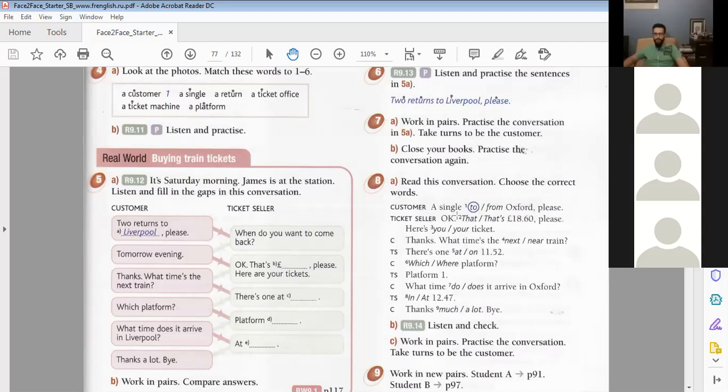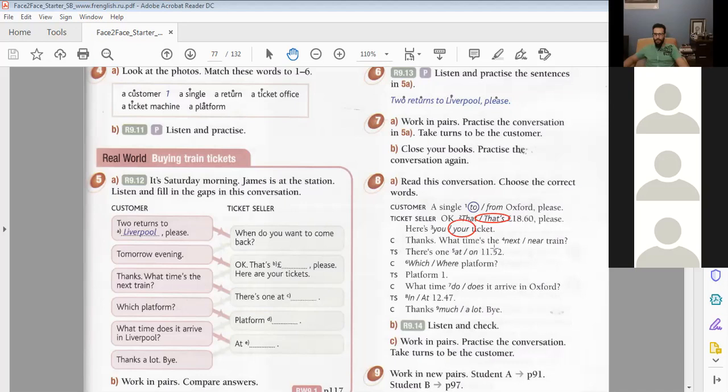A single to Oxford, please. Okay, that is 18.60, please. Continue. Ticket seller, continue Manal. Here are your tickets. Okay, customer, Media.